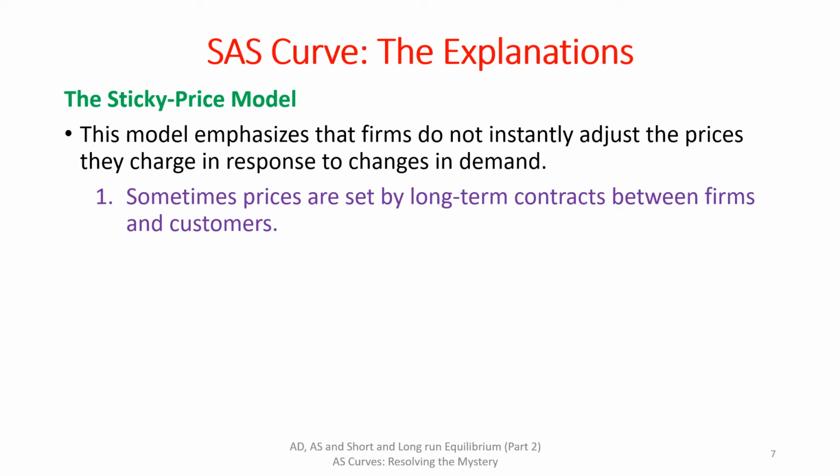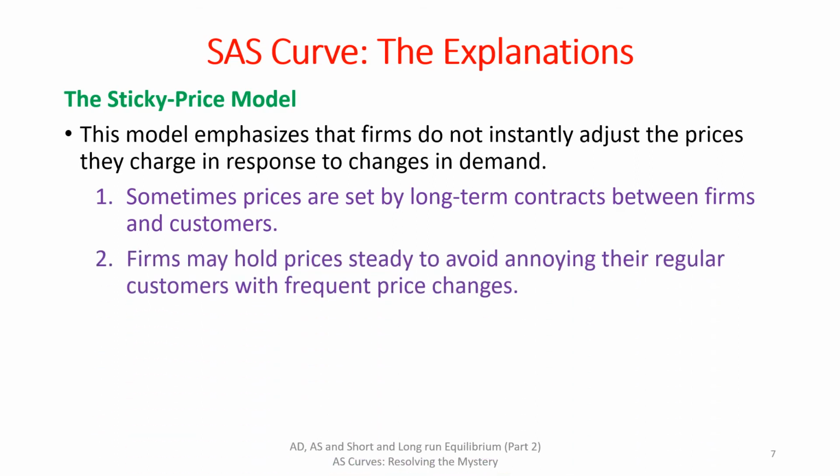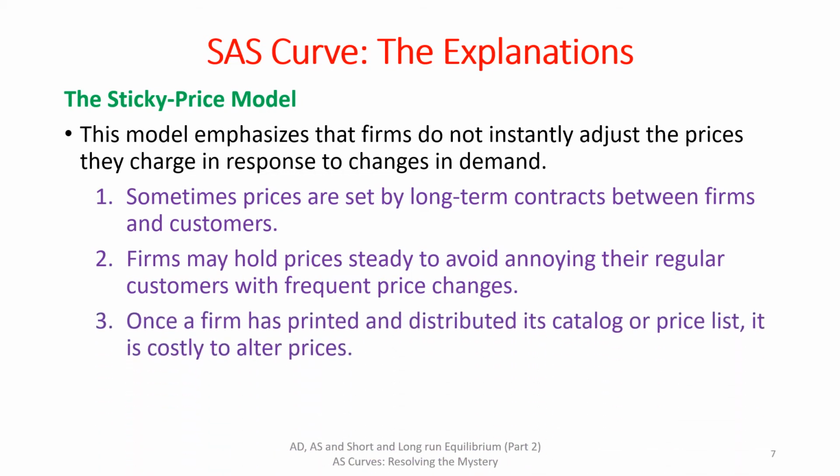Second, firms may hold prices steady to avoid annoying their regular customers with frequent price changes. Third, sometimes there are market constraints which hold the firm from changing the prices. Like once a firm has printed and distributed its catalog or price list, it is costly to alter the prices.